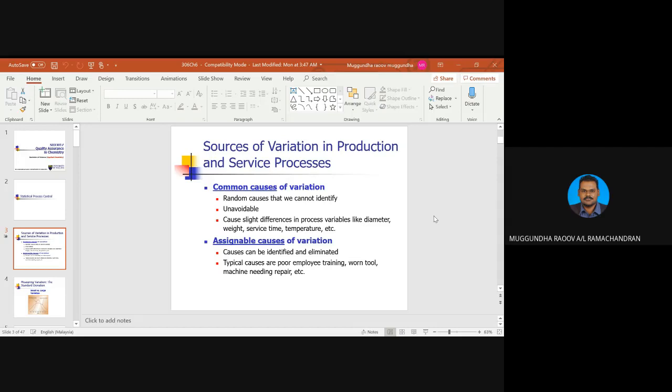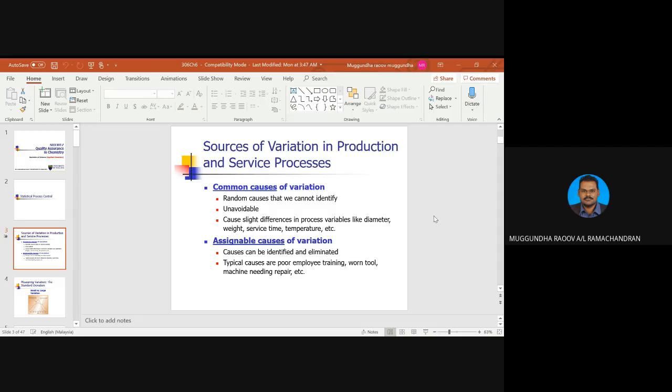Okay, and here I will introduce a few different types of control chart. This is just an introduction on variation. Okay, class, what is the meaning of variation? When we talk about variation, it means something differs. Okay, what are the different things? That is variation. The common causes of variation are very difficult to identify, and we can't avoid them. For example, diameter, weight, service time, temperature.